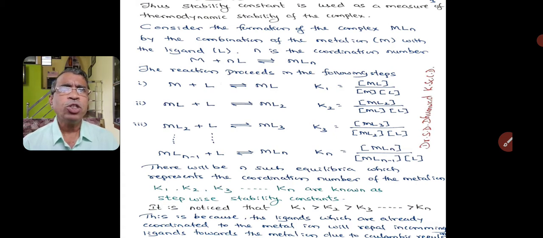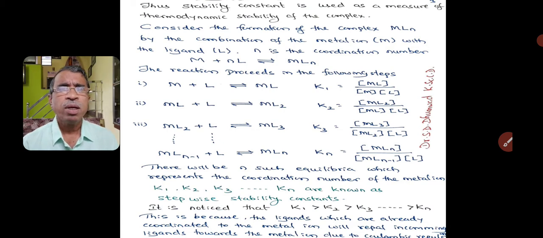Consider the formation of the complex MLn, by the combination of metal ion M with the ligand L, where n is the coordination number. The reaction is M plus nL, in a reversible reaction, forms a complex MLn, where n refers to the coordination number. This reaction proceeds in the following steps.